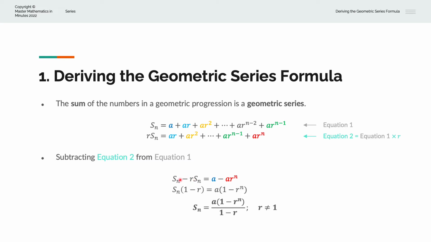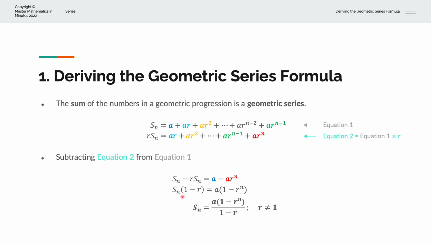So, on the left-hand side, we have Sn from equation 1, copy that down, and because we're subtracting equation 2, minus r times Sn. So that is the left-hand side. And on the right-hand side, we have a, copied down, and all of the intermediate terms will cancel. ar minus ar is 0, ar squared minus ar squared is 0, and so on. And we're left with the final term, which is minus, because we're subtracting here, a times r to the power of n. And so that gives us the right-hand side.